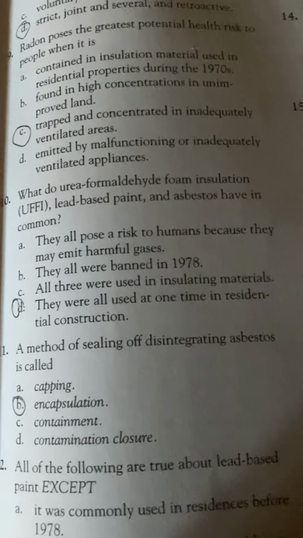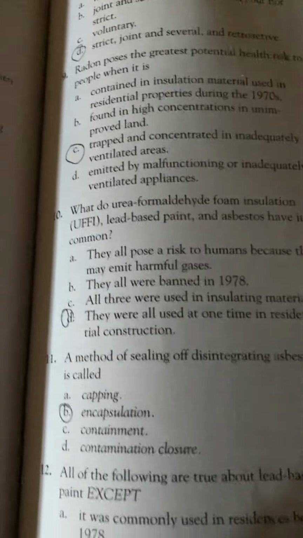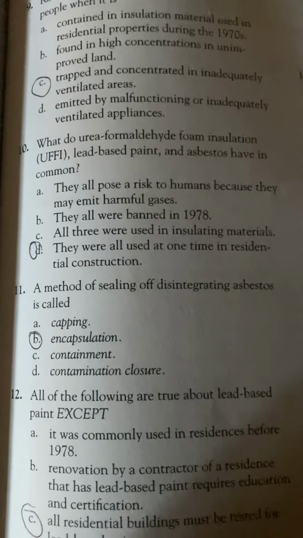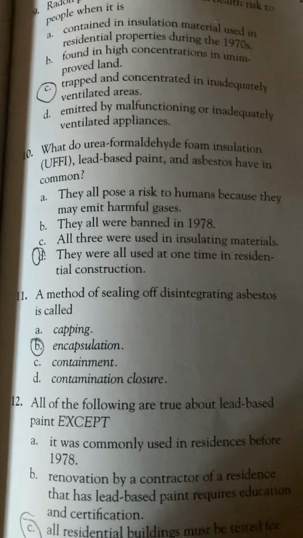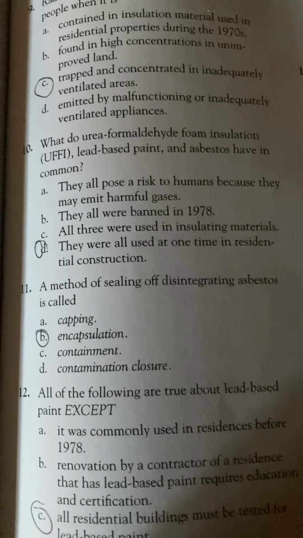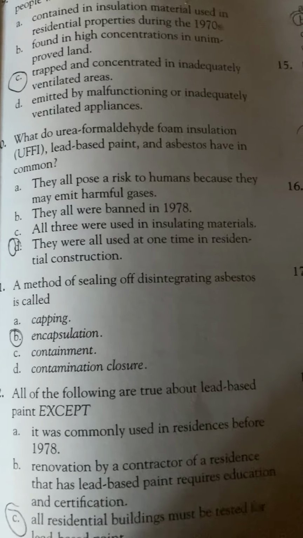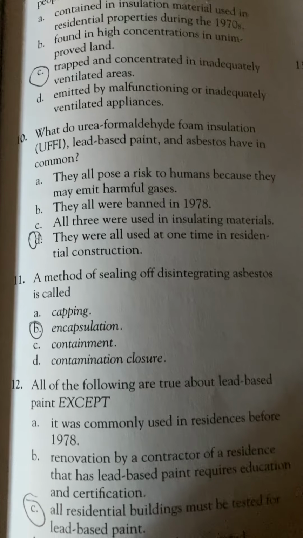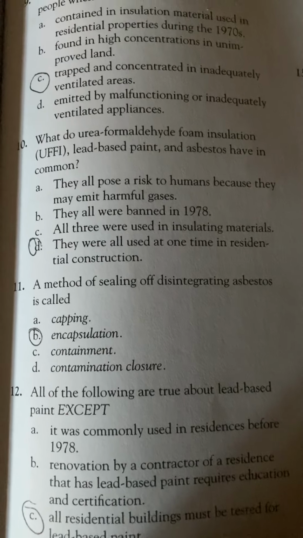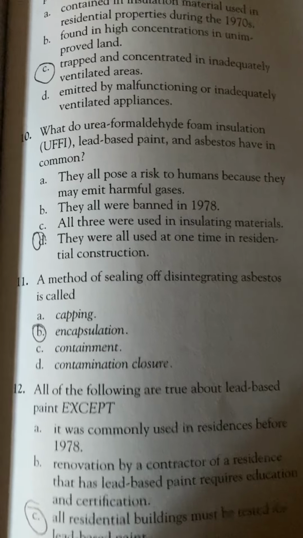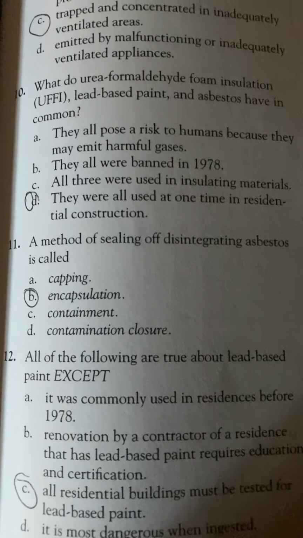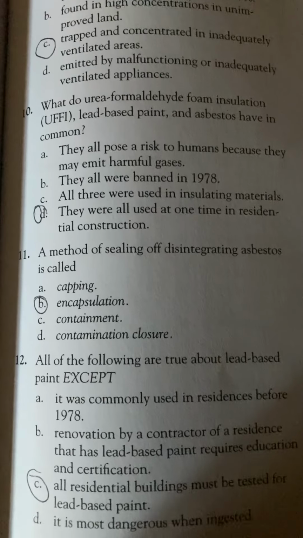The answer is D. They were all used at one time in residential construction. Number 11. A method of sealing off disintegrating asbestos is called A. Capping, B. Encapsulation, C. Containment, or D. Contamination closure. The answer is B. Encapsulation.